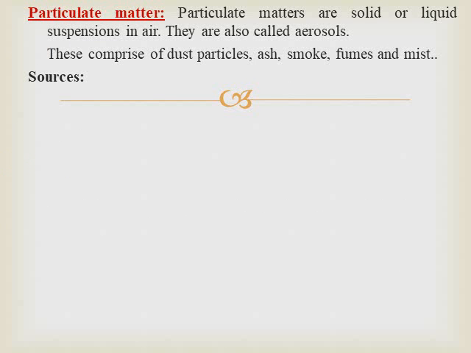So the third type of pollutant is particulate matter. Particulate matter is small matter suspended in the atmosphere in the form of a solid, or a liquid, or solid in liquid, or liquid in solid, as a suspension in the air. They are also called aerosols, and these comprise dust particles, ash, smoke, fumes, mist, etc.